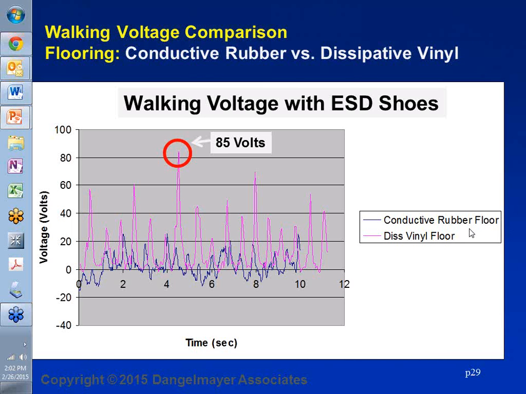Yeah, I was just going to say, on average, rubber tends to be low charging, whereas vinyl is high charging when you're walking on it in street shoes or ungrounded carts or anything of that nature. As I say, rubber tends to be more forgiving, and vinyl tends to be high charging.